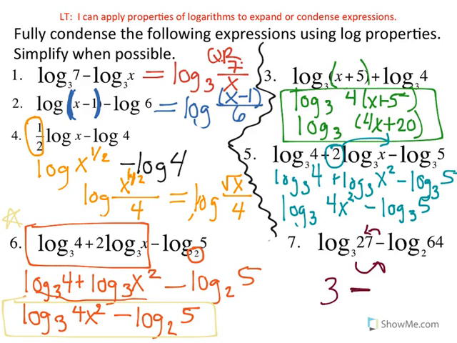Okay. Minus, let's see if we can simplify this second one. I've got log base 2 of 64. 2 to what power equals 64? How can I come up with that? Okay. I can simplify that to be 6. So what is 3 minus 6? Negative 3. There's your final answer, fully condensed.